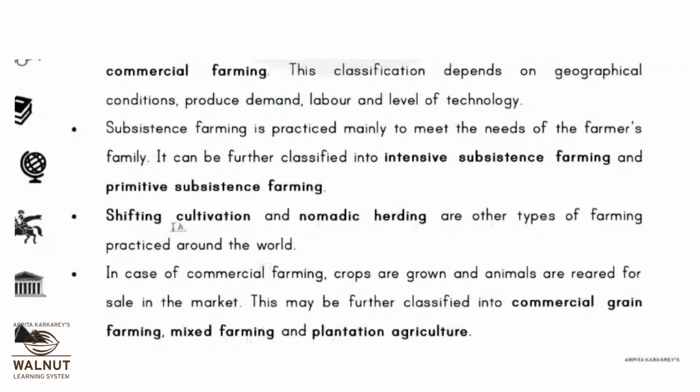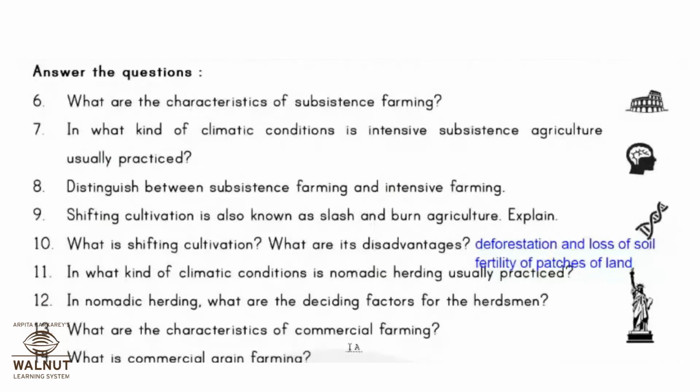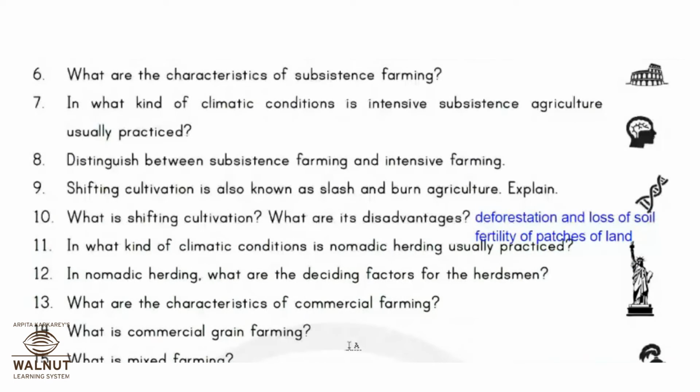Then we have seen shifting cultivation and nomadic farming. These are other types of farming practiced around the world. In case of commercial farming, crops are grown and animals are reared for sale in the market. This may be further classified into commercial grain farming, mixed farming, and plantation agriculture. Now we'll see the question answers which are there in the PPT also.